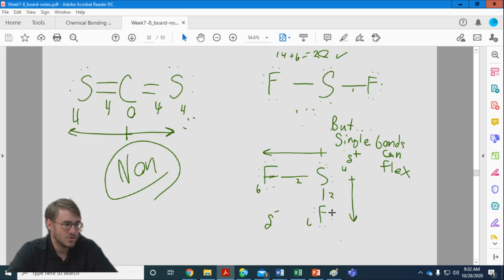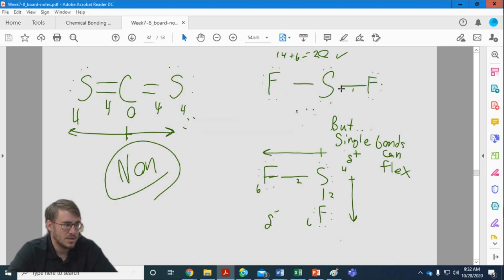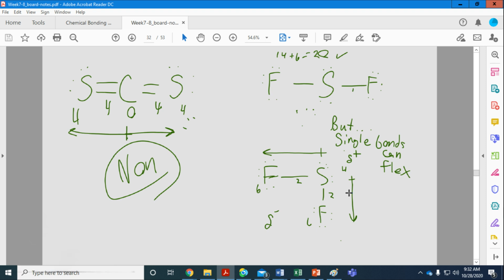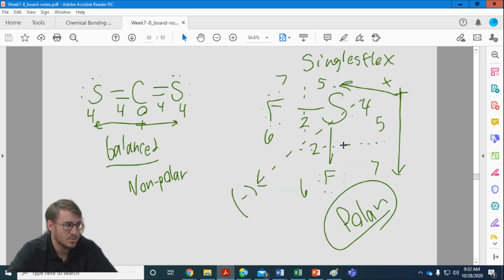All right, so the first one here, SF3, is considered polar because the F's are single bonded. They appear at first balanced, but the single bonds allow the F's to flex, which gives the negative charge appearance. So it is polar. Singles flex.